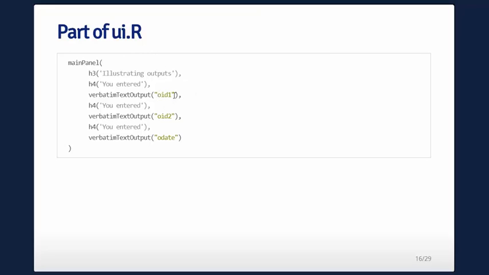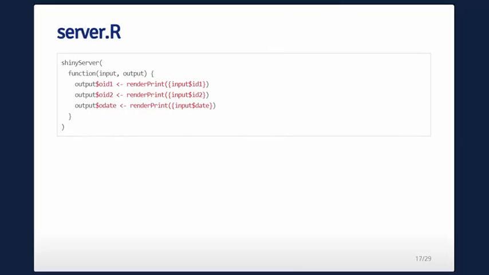But notice I've got to grab these OID1, OID2, and ODate variables. Where do those come from? Well, those come from your server function. My server function takes in my input, which is my input ID1. So this is where it grabs the HTML labels, right? ID1, ID2, and date. And then here, render print is just saying the output is going to be formatted as printed text. So output OID1 is going to be printed, just reprinting the input ID, and so on. Okay? And here we go.